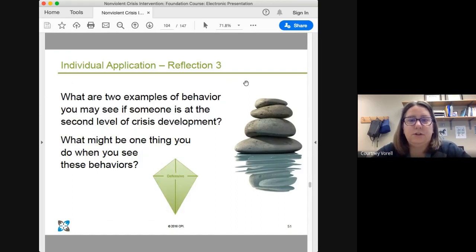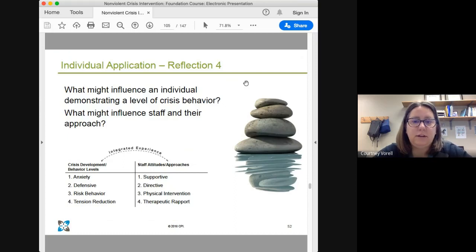This question is, what are 2 examples of behavior you may see if someone is at the second level of crisis development? And what might be one thing you do if you see those behaviors? So remember, our first level was questioning. Our next level was refusal. So if they're refusing, you may see a student just sitting and doing nothing. You may see them more outwardly, verbally refusing.